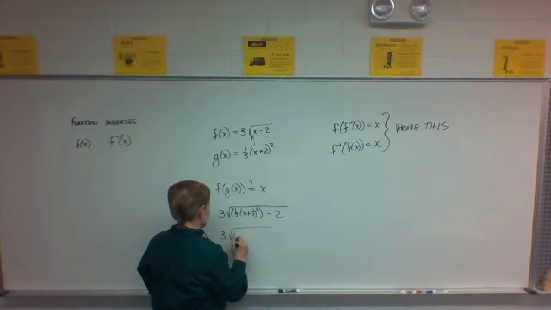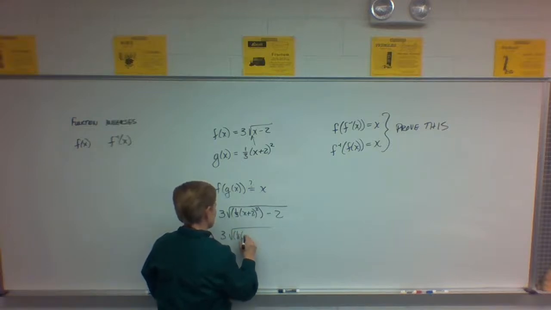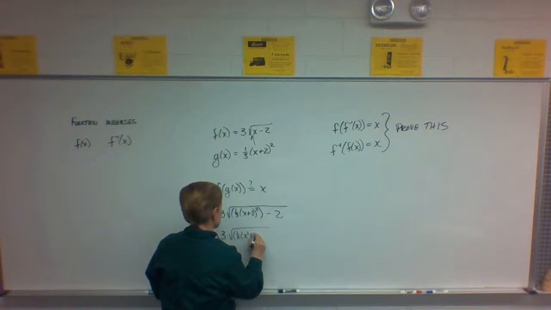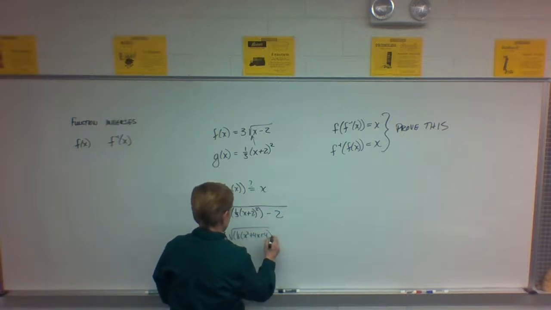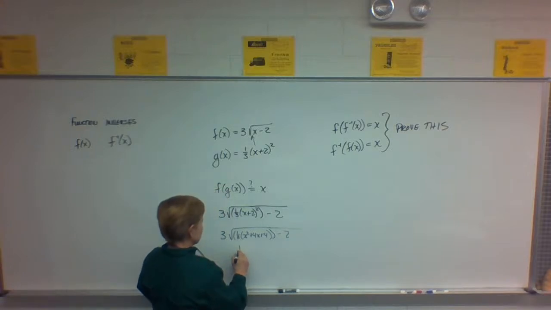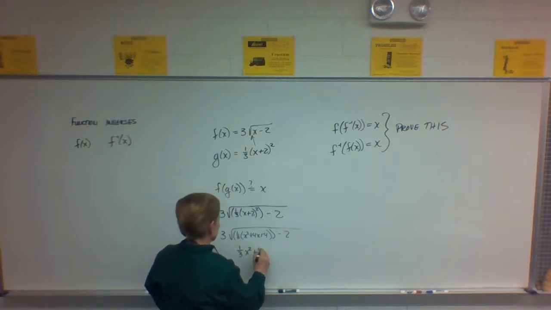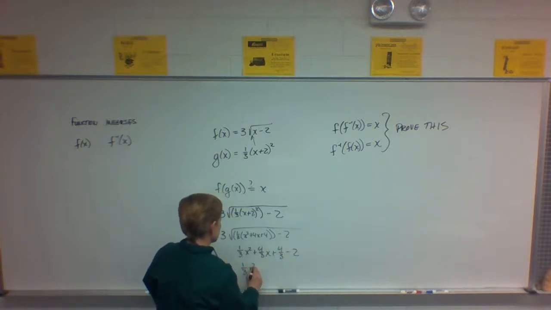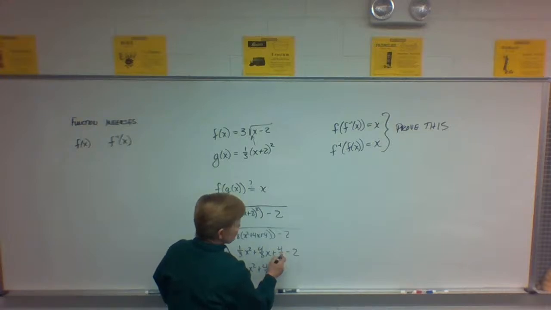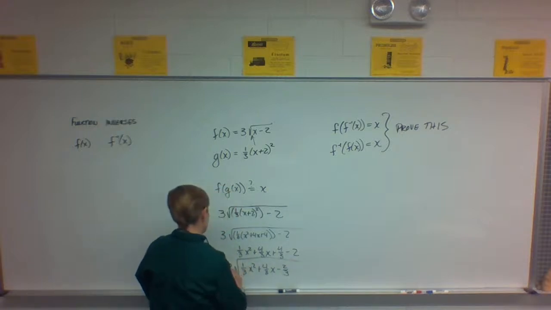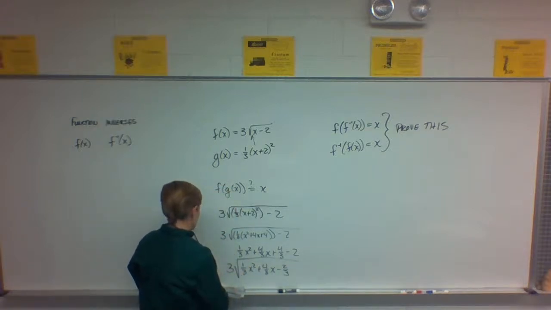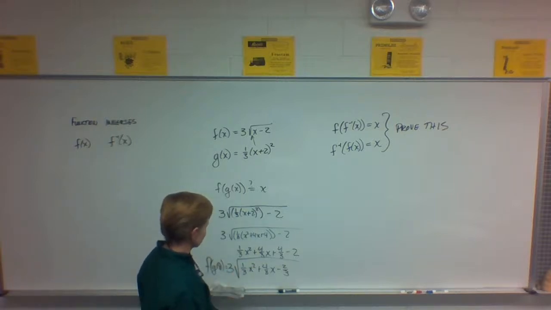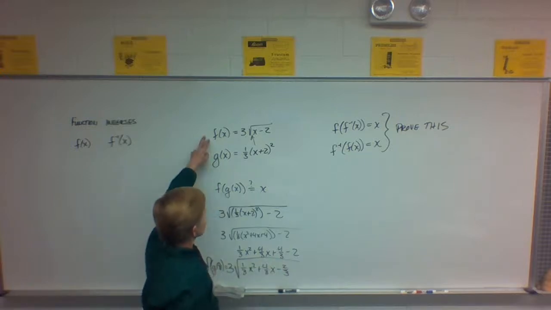You square that out, it's going to be 1/3 times X squared plus 4X plus 4, minus 2. That's going to be 1/3 X squared plus 4/3 X plus 4/3 minus 2, which is 1/3 X squared plus 4/3 X, and 4/3 minus 6/3 is negative 2/3. F composed with G is this ugly thing. You think that's X? Is there a way that that's going to have a value of X? Nope. So that failed. They're not inverses.